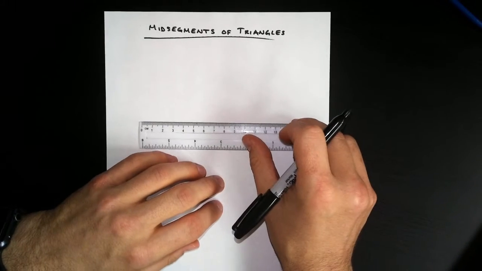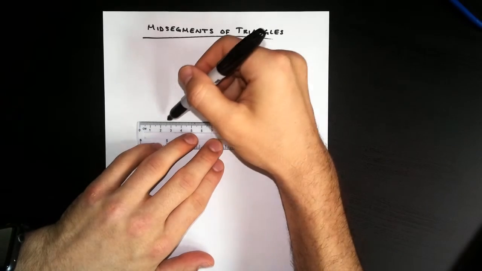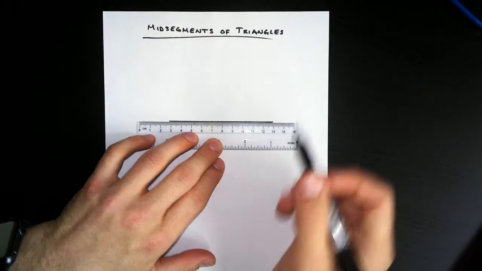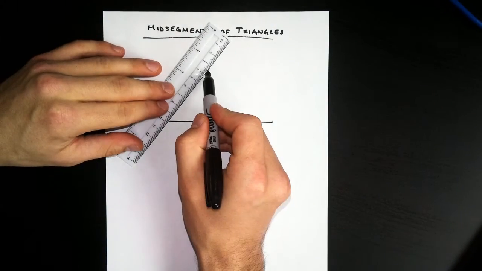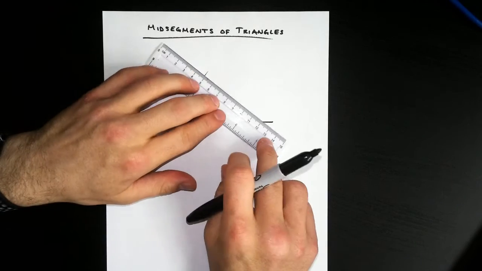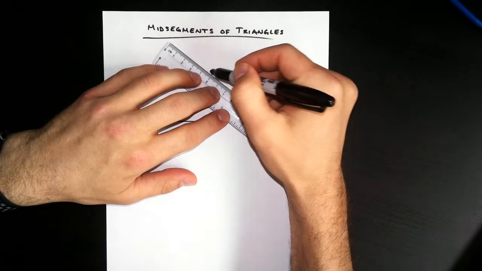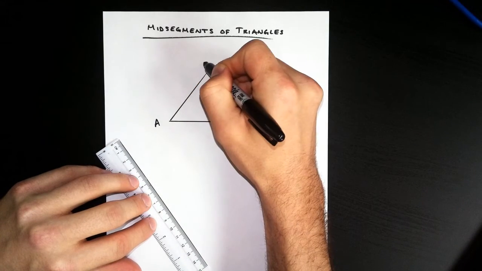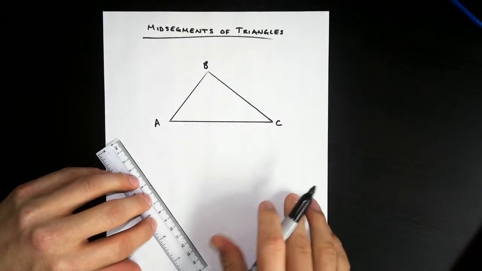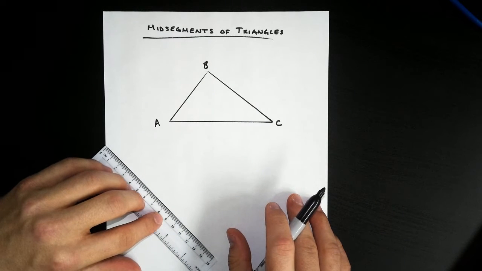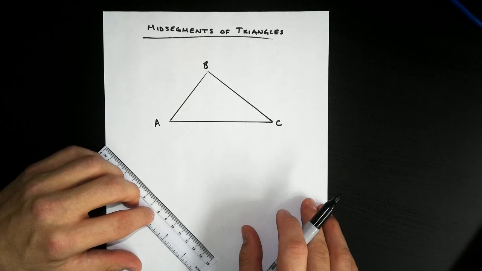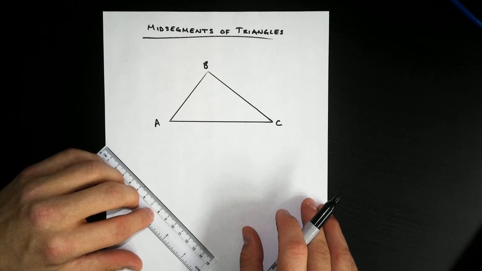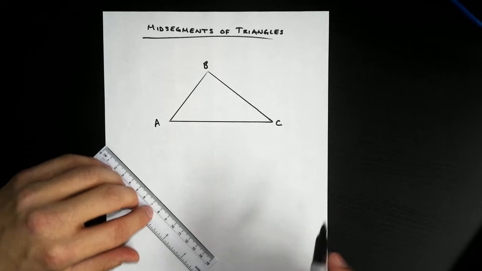So let's start off by just drawing a triangle here. Triangle, we'll call this ABC. Now the mid-segment of a triangle is the segment that connects together two midpoints of two sides of a triangle.